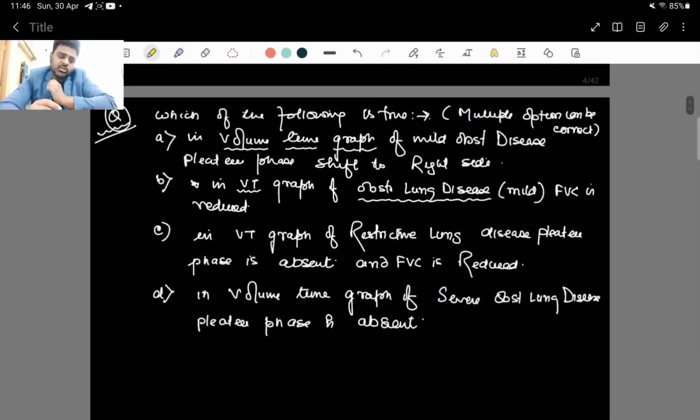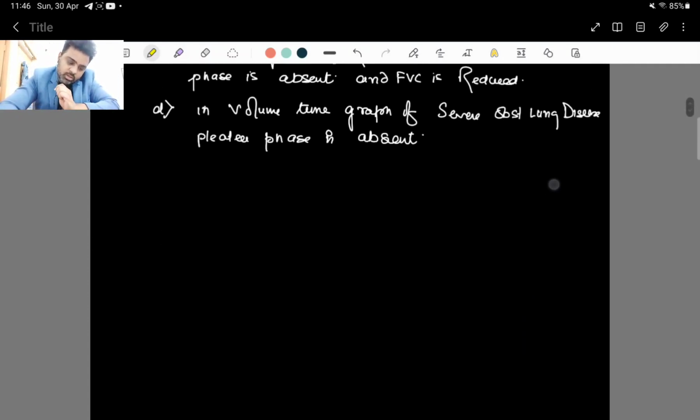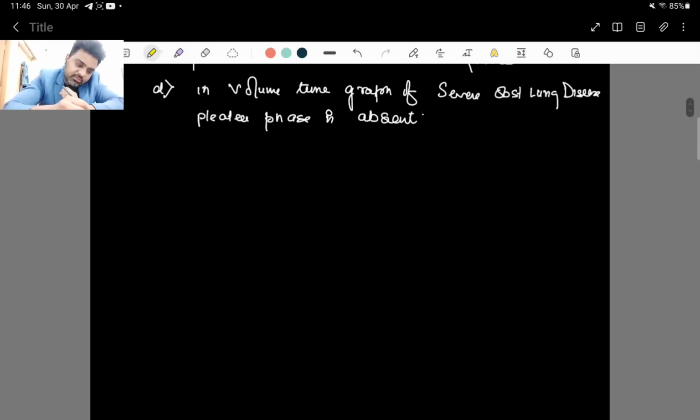Now again we have a question: which of the following is true? So this is regarding the volume time graph. This we will understand, and the concept that we have seen earlier will help us to understand. So what is volume time graph? I have already explained.